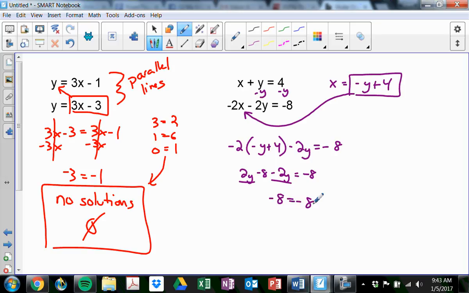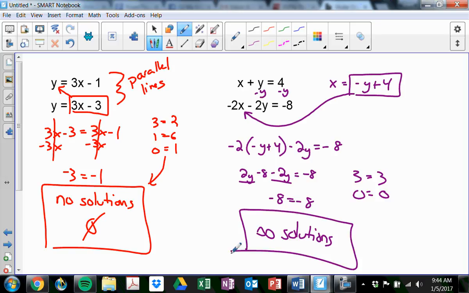This is a true statement with no variables. If you get negative 8 equals negative 8, or something like 3 equals 3, or 0 equals 0, this is infinite solutions. This is the same line, twice. One line is the same as the other. So there's no solutions and infinite solutions, how they can come up when solving by substitution.